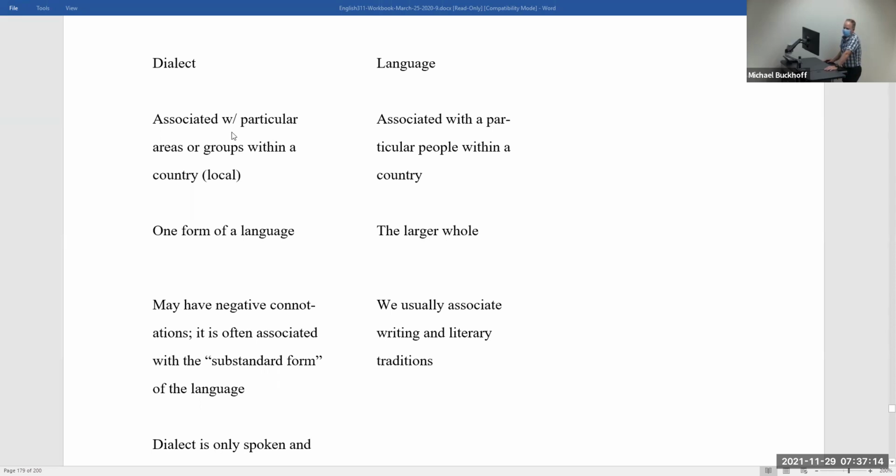And how do we differentiate the two? Dialects we typically associate with areas or groups within a country. Language would be associated with a particular people within a country. You have dialect as one form of a language. Language is the larger whole. And then dialects may have negative connotations. It is often associated with the substandard form of the language.